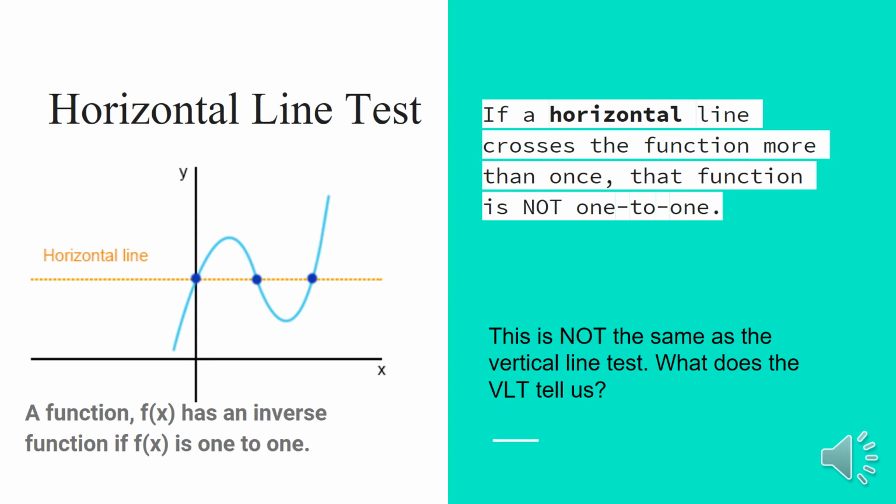A horizontal line test is similar to our vertical line test, right? It has a very similar name, but it is not the same. A horizontal line test tells us whether or not a function has an inverse. What does the vertical line test tell us? If a horizontal line crosses the function more than once, that function is not one-to-one and therefore cannot have an inverse.